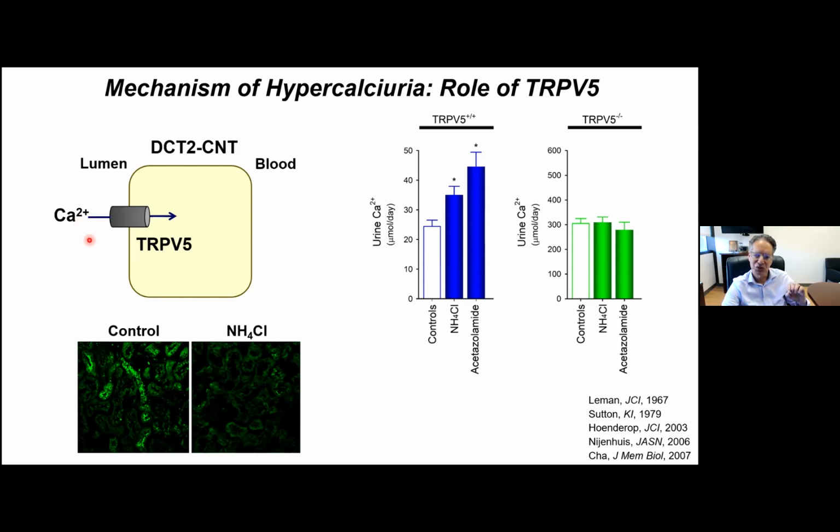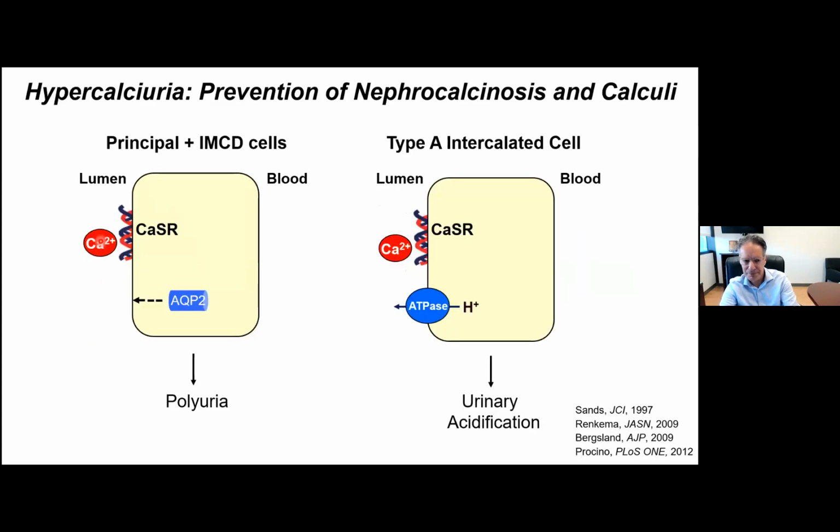Now notice, patients with distal RTA do not get calcium oxalate stones, which is the typical stone makeup when it's idiopathic. In both distal RTA and, it turns out, in Bartter syndrome, they tend to get calcium phosphate stones.